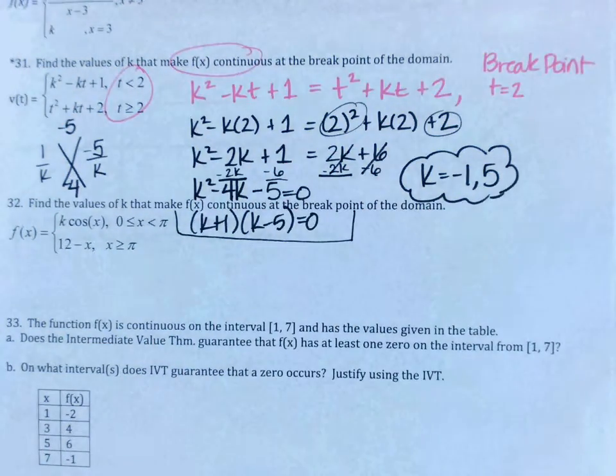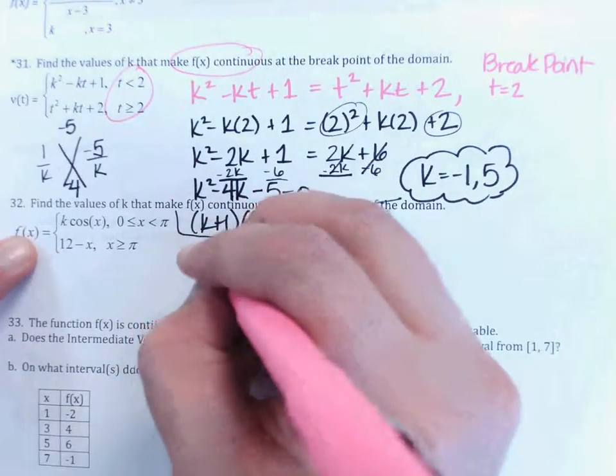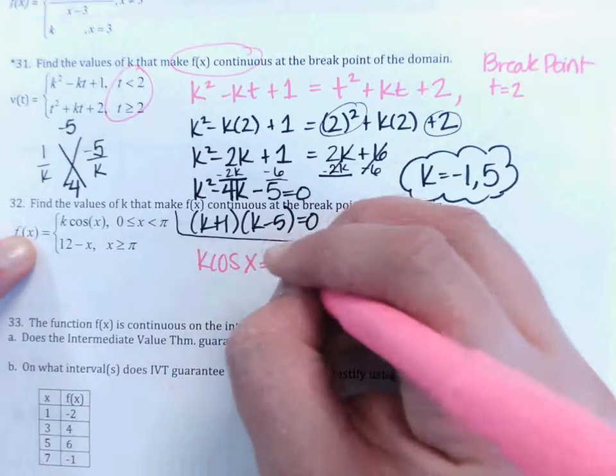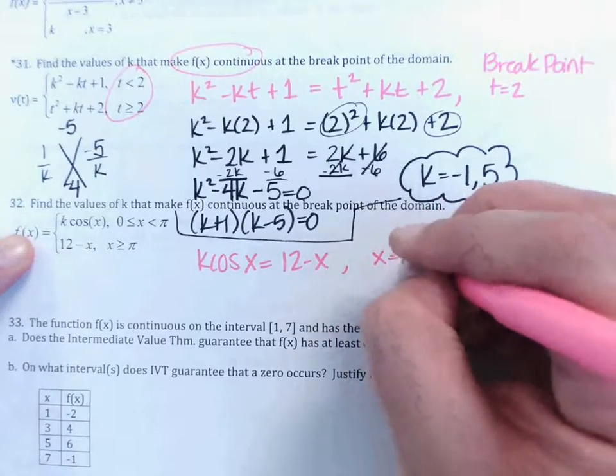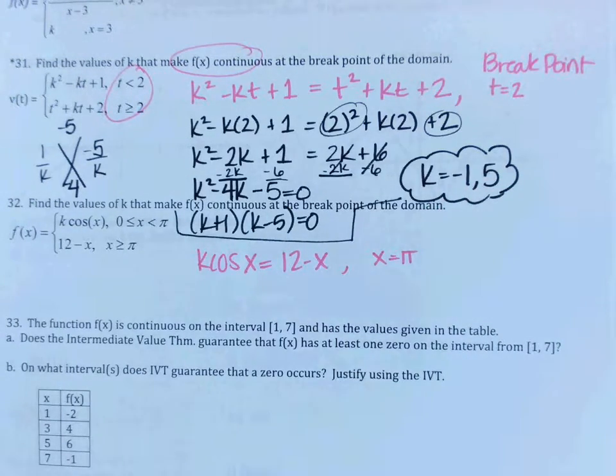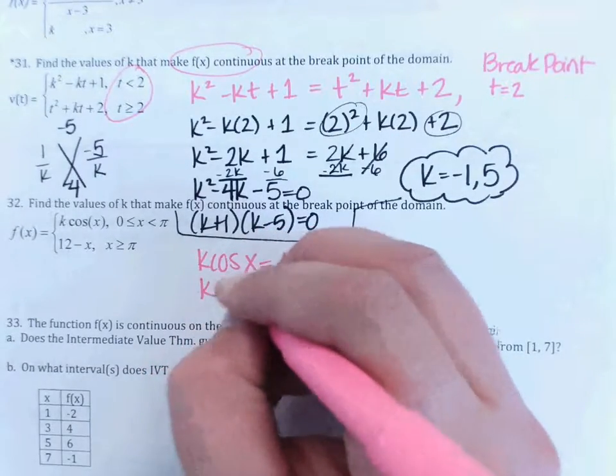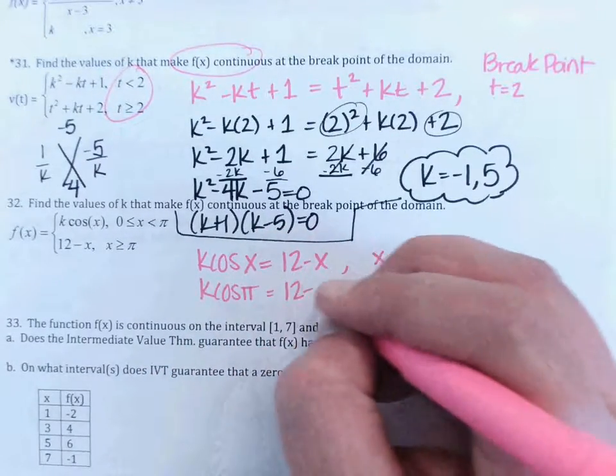Okay, you want to make it continuous. What are you doing if you're making it continuous? Set them equal, plug in the breakpoint, which is pi. Very good. So I'd have k cosine 12 minus x. Then I'm going to plug in that my x needs to be pi. So I have k cosine pi, 12 minus pi.